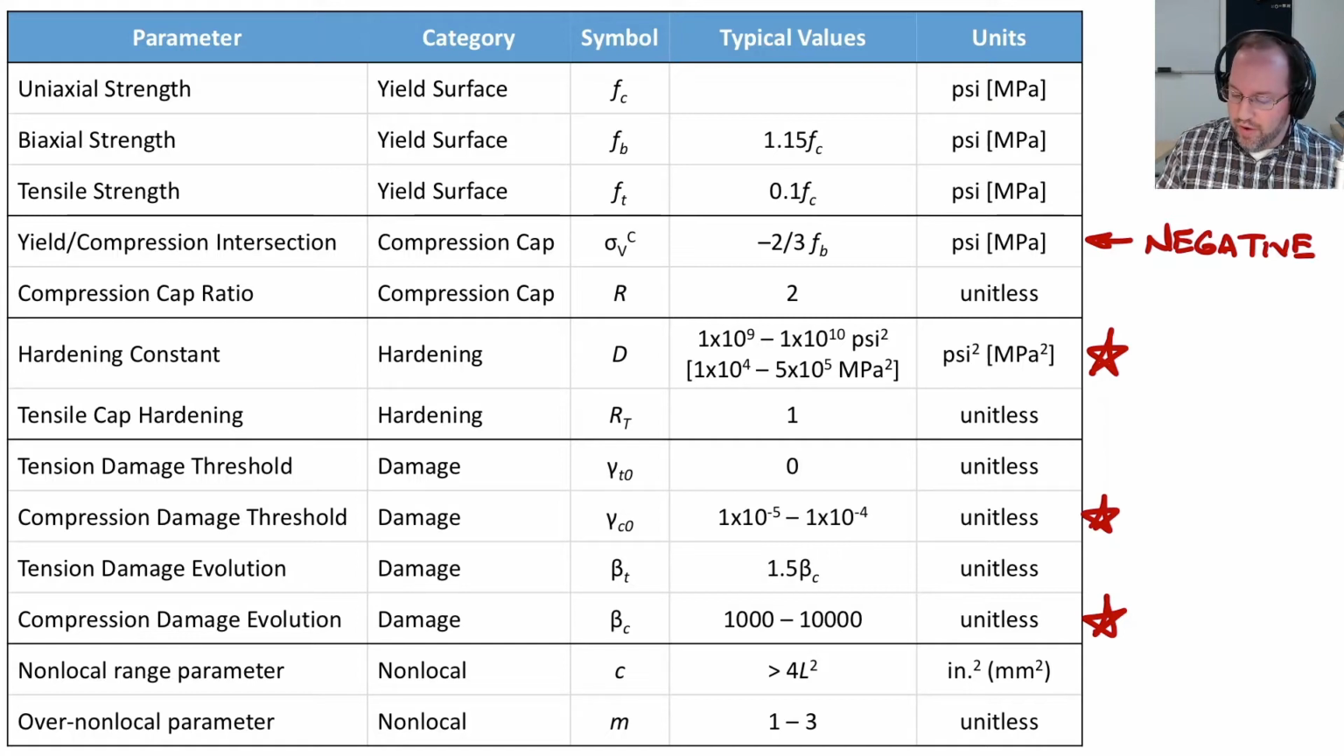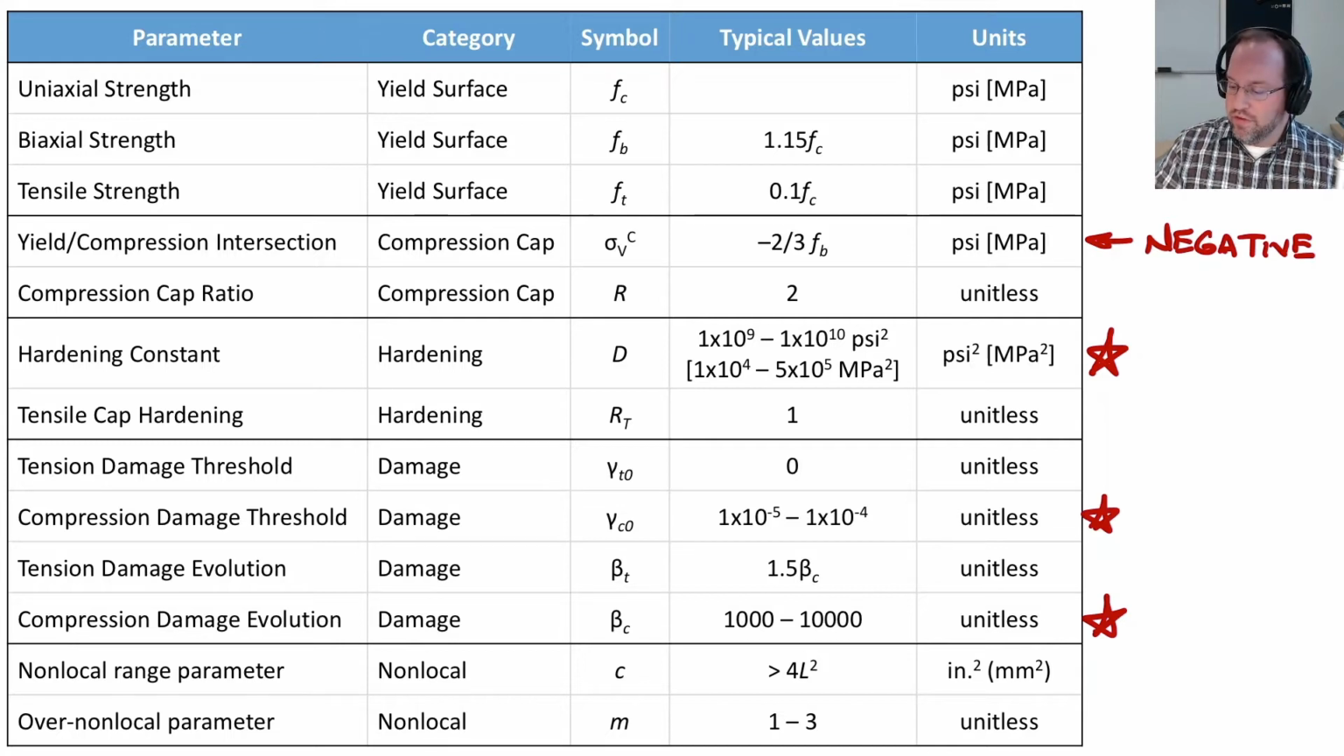The final parameter is the over non-local parameter. It's a little bit tricky to know what to set that to, but you can vary it between 1 to 3 to maybe 4 just to help stabilize your method. So if things aren't converging, try playing with this M parameter just to see what it does. It mainly determines and helps you with convergence. It doesn't really affect your material properties.